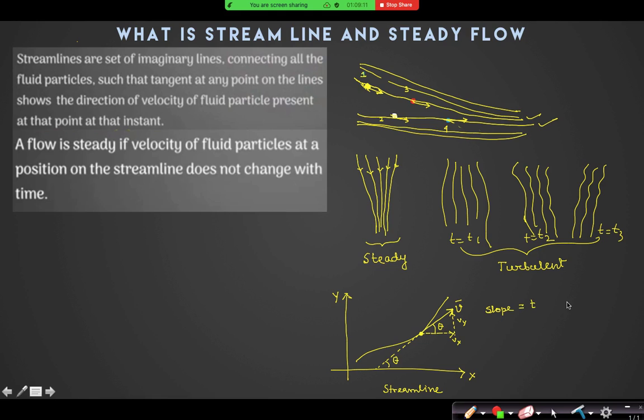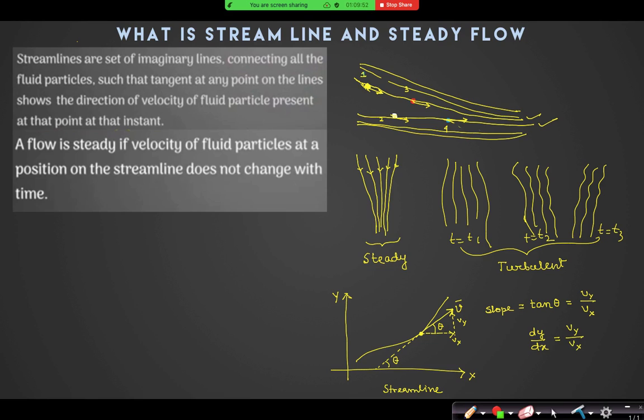Sir, can you please repeat this theta part? This is theta and this is also theta. I have drawn a tangent, and that is the direction of velocity, and you are finding the inclination of velocity. The direction of velocity is nothing but the tangent at this point, the slope. So I can say that slope is equal to tan theta, which is equal to Vy by Vx. And can I also say that slope is nothing but dy by dx? Yes, sir, we can say that.